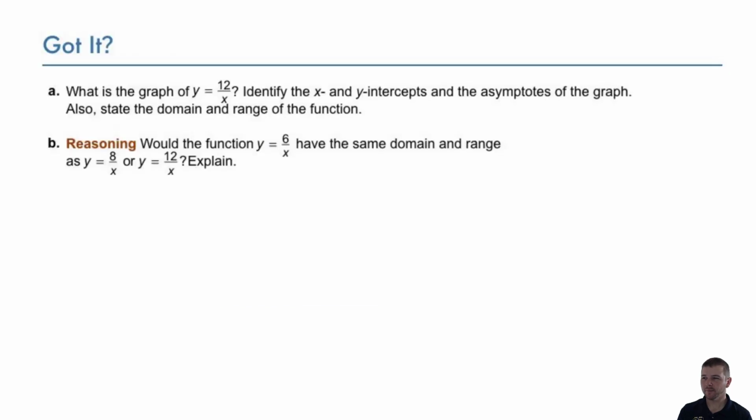Your turn, part A. What is the graph of y equals 12 over x? Identify the x and y intercepts and the asymptotes of the graph. Also, state the domain and range of the function. And part B, a reasoning item. Would the function y equals 6 over x have the same domain and range as y equals 8 over x, or y equals 12 over x? Explain.